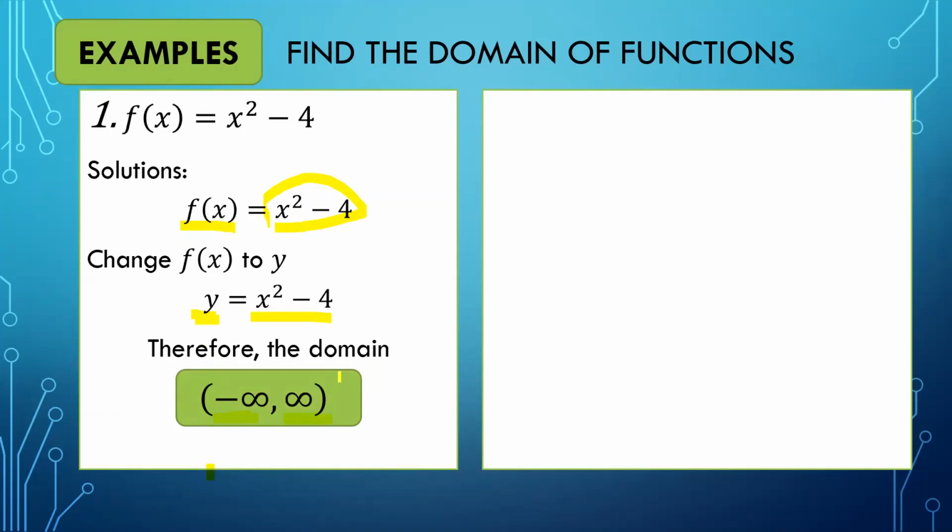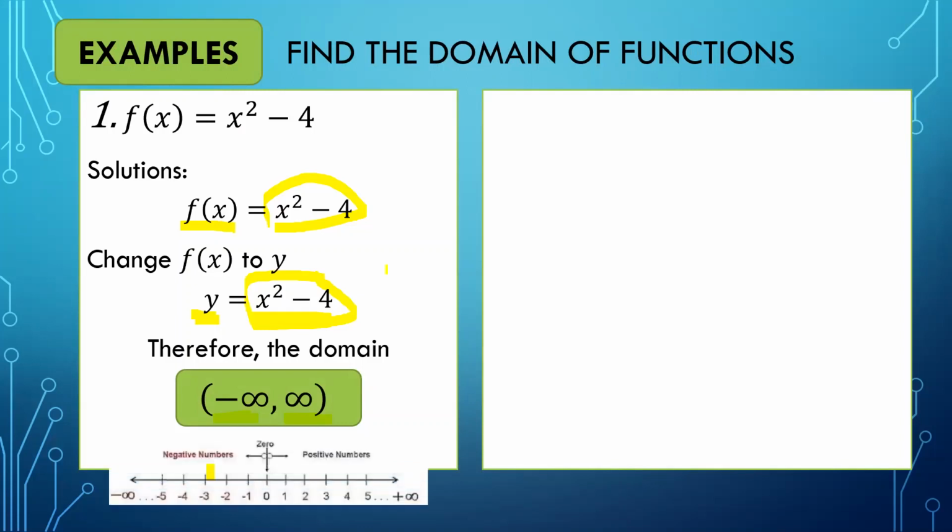Why? It is because the given expression, which is x squared minus 4, is a polynomial. In the first condition given, if it is a polynomial, the given domain will be negative infinity to positive infinity, or it is the set of all real numbers. So if you already know that your given function is a polynomial, then the domain is negative infinity to positive infinity. So in a real number line, we have this one.